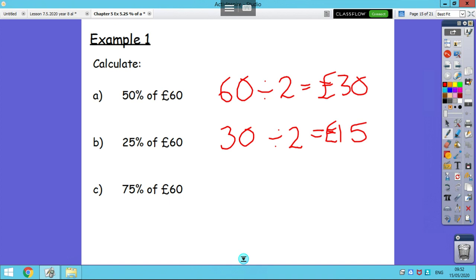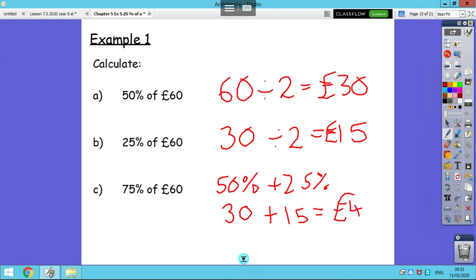And we know that 30 is 50%. So 15 has to be 25% because 25% is half of 50%. Then for the last one, 75%, we could get our 50% and add our 25%, which would be 30 plus 15, which would give us £45. Okay, and that there is 75% of 60.